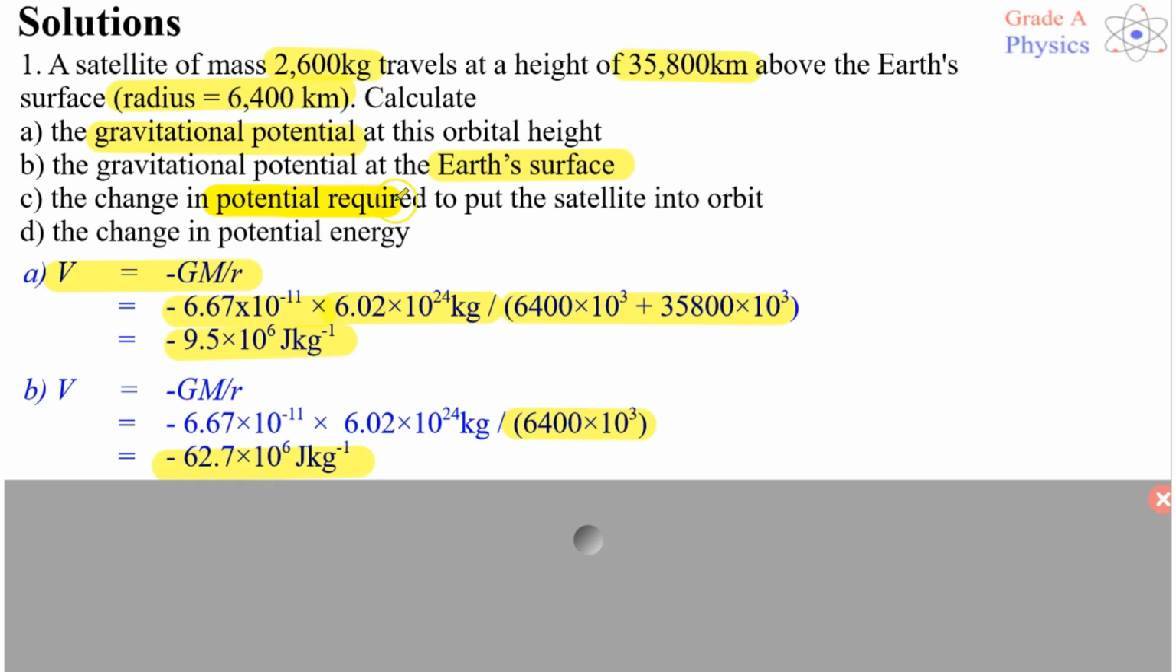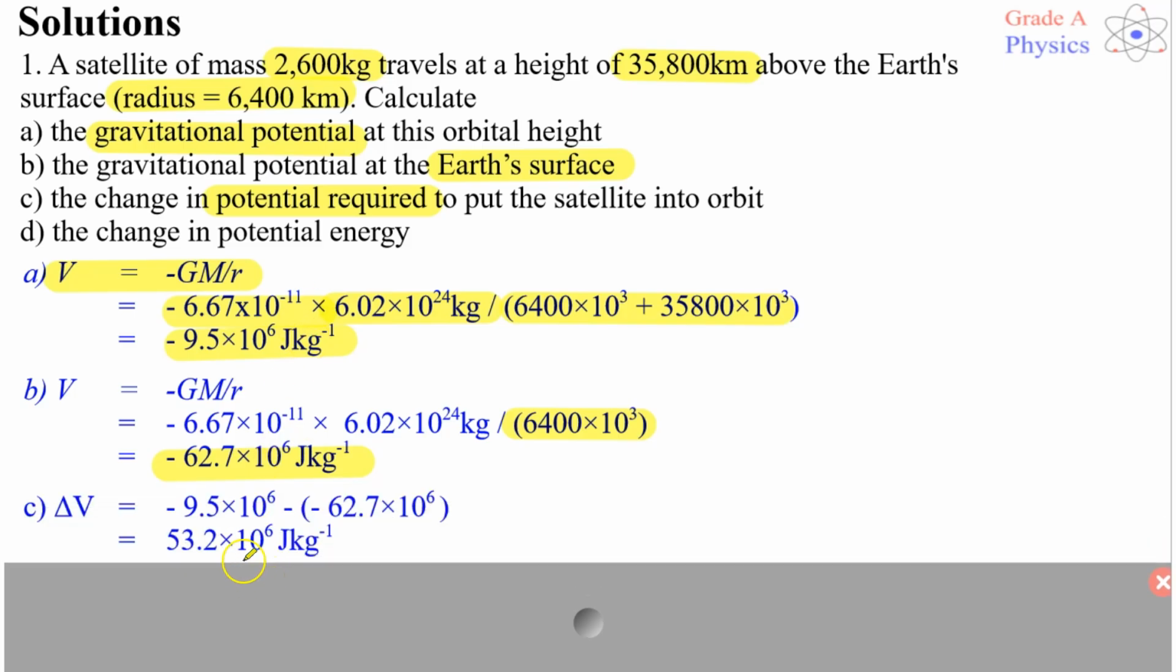The change in potential, so the change in gravitational potential, is the difference between these two. So we could do this mathematically. It's the final, take away the initial. So we've got minus, minus. Or if you prefer, we could just ignore the negative signs and work out the magnitude of the difference between the two. So that's the larger one, take away the smaller one. That would give us the correct value.